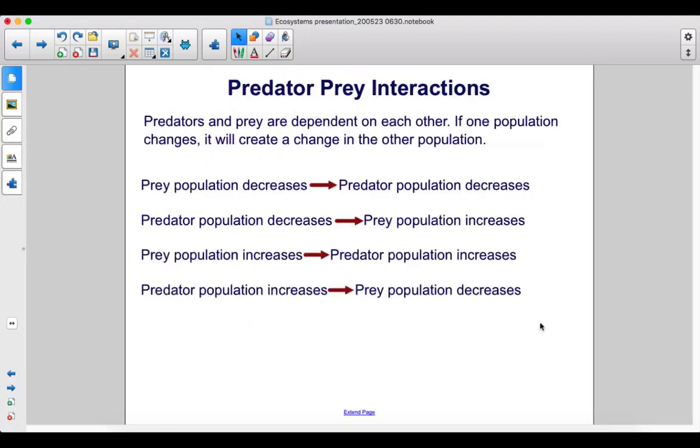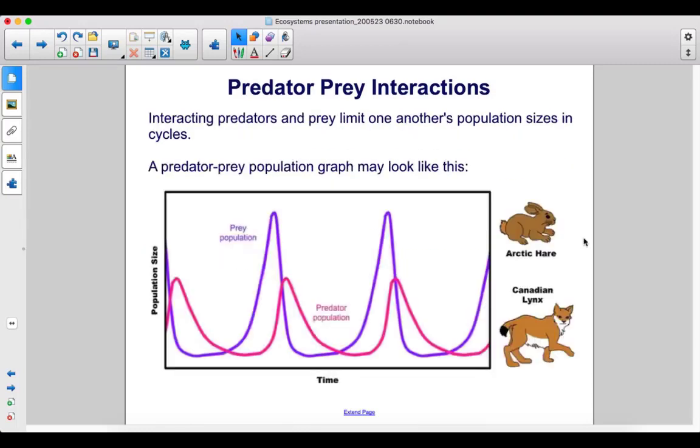Predators and prey are dependent on each other. If one population changes, it will create a change in the other population. If the prey population decreases, the predator population decreases. If the predator population decreases, the prey population increases. If the prey population increases, the predator population also increases. And if the predator population increases, the prey population decreases. Interacting predators and prey limit one another's population sizes in cycles. A predator-prey population graph may look like this.